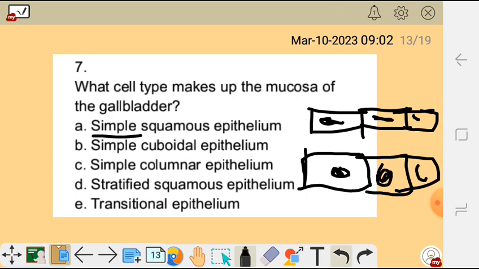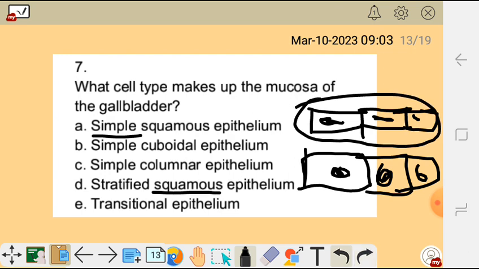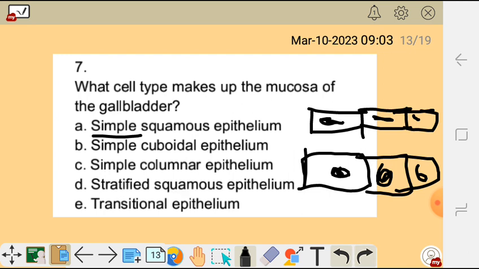Then we have simple columnar, that is, it is made up of a single layer, and the cells are columnar, and the nucleus is elongated. They are columnar cells. Then stratified squamous, that it is stratified, it has more than one layer, and the squamous, that is, it is made up of flat cells like those ones there. Stratified, it is made up of more than one layer. Transitional epithelium, it is in between cuboidal and columnar.